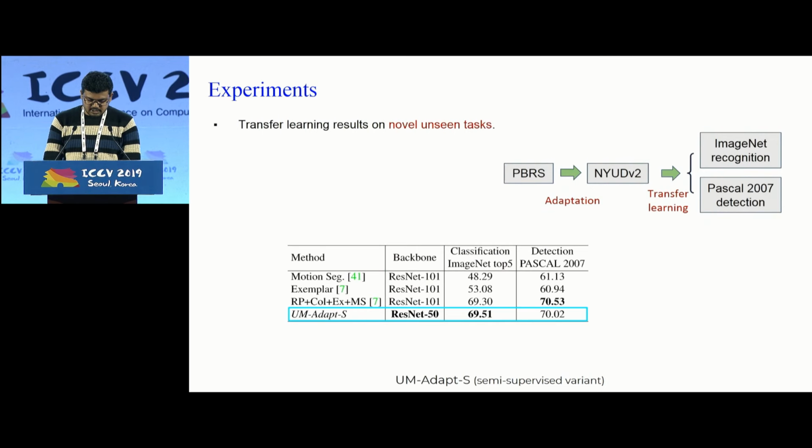To demonstrate generalizability of the learned representation, we set up UMAdapt for transfer learning on ImageNet classification and Pascal VOC detection tasks. The results clearly highlight our superior transfer learning performance even with a smaller backbone net, that is ResNet-50.